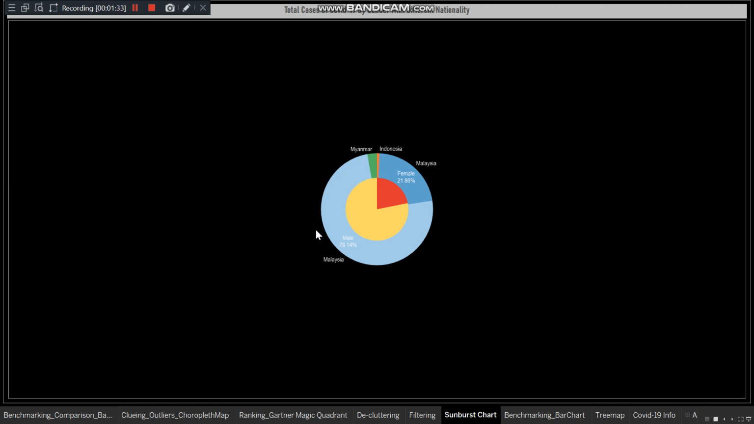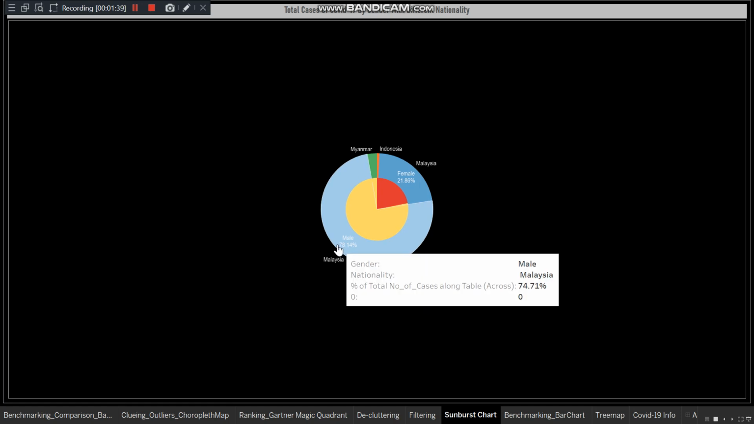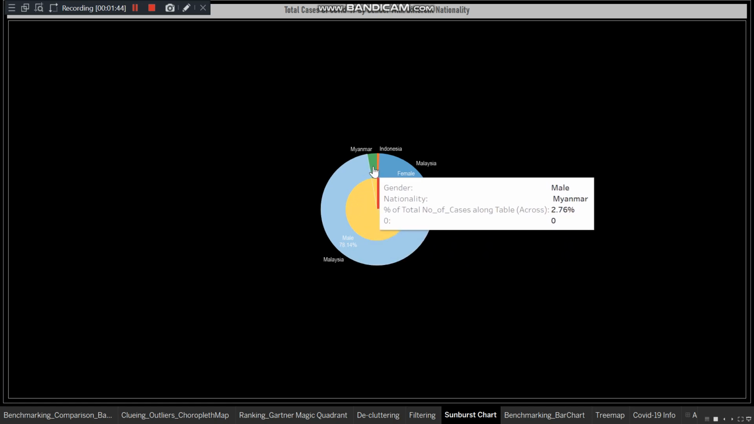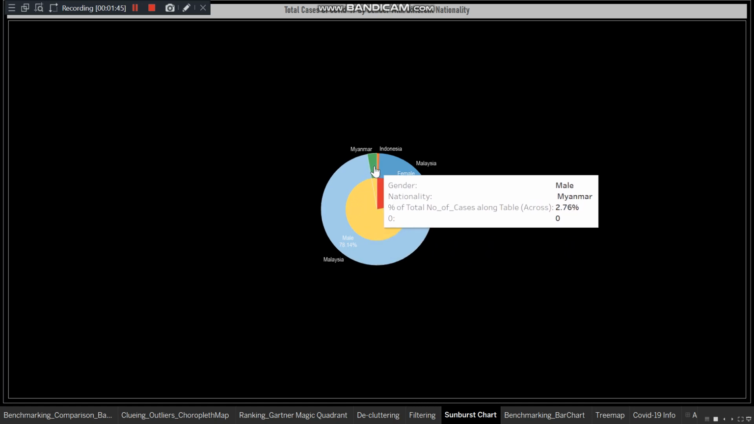As we can see from the graph, males from Malaysia have the highest total cases of COVID-19 with 78.14%, and Myanmar has the least cases with only 2.76% for males.